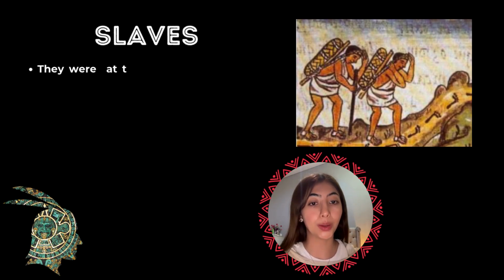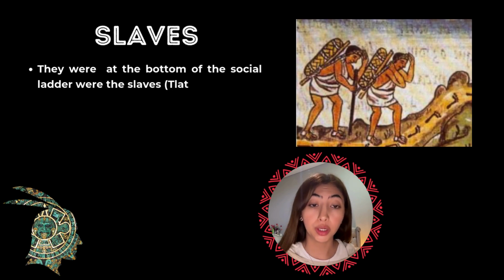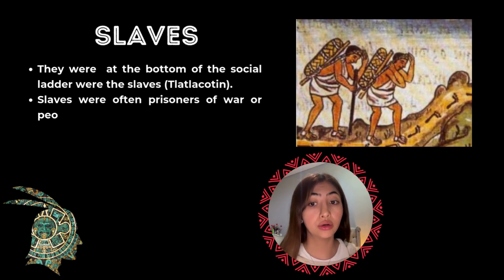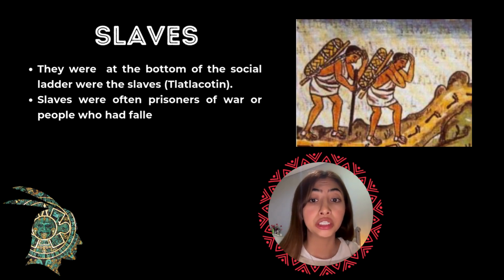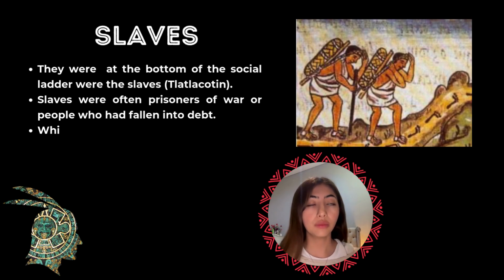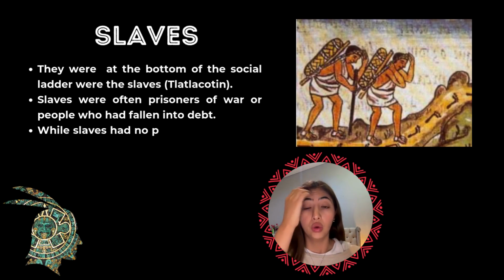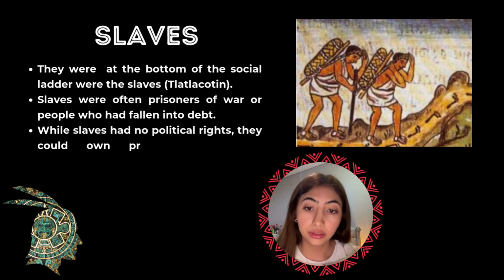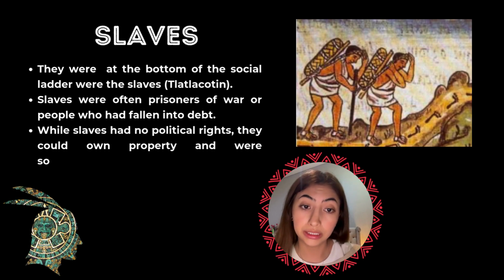So now we are going to talk about slaves. The slaves were at the bottom of the social pyramid. They were often prisoners. They didn't have political rights, but they could own property, and sometimes they were able to buy their own freedom. Some of the roles they had included domestic servants, sometimes agriculture, or even sacrificial victims.